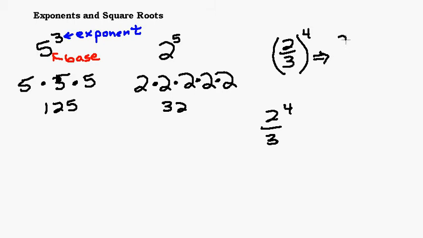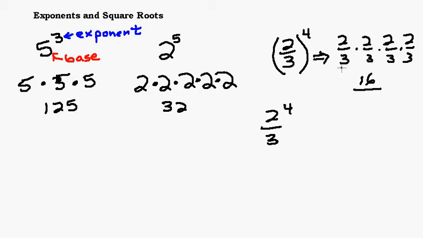So let's work this way then. 2/3 to the 4th power means 2/3 times 2/3 times 2/3 times 2/3, 4 times because it's to the 4th power. To get the answer when you're multiplying fractions is really straightforward. You just multiply across the top for your numerator and multiply across the bottom for your denominator. 2 times 2 is 4, times 2 is 8, times 2 is 16. Now on the bottom, 3 times 3 is 9.